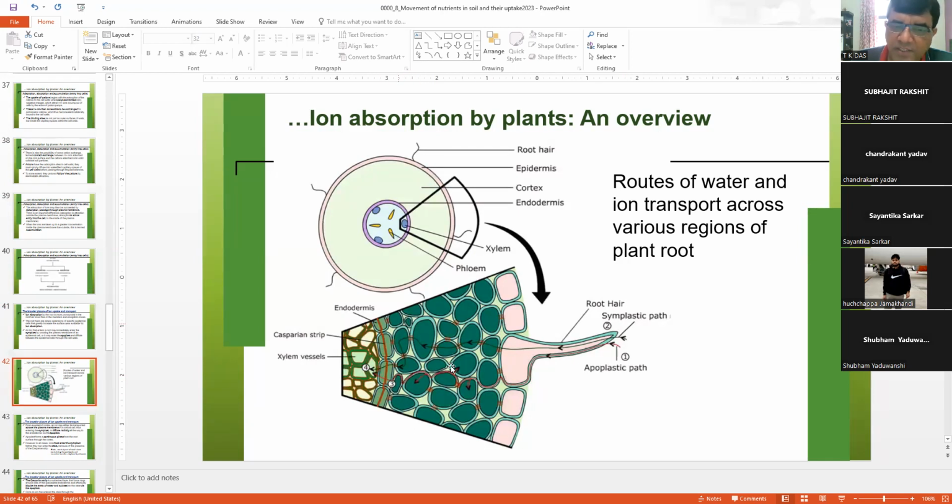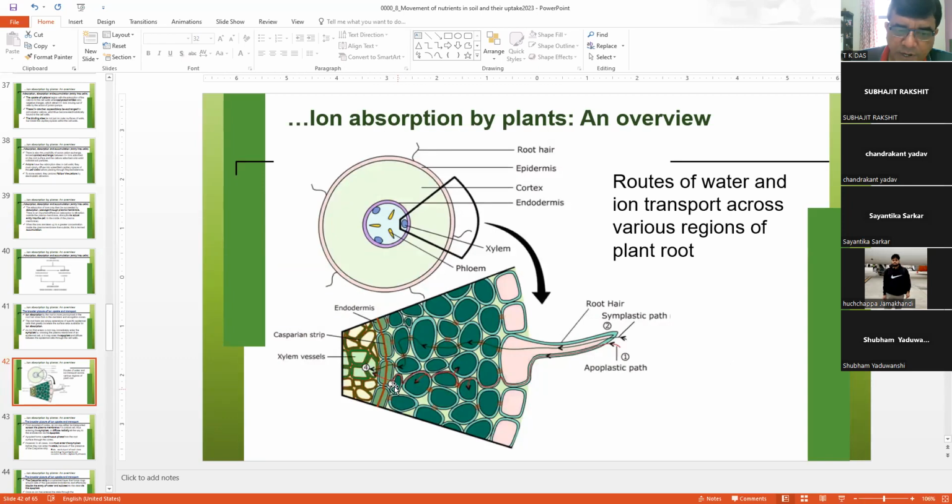And then finally you see this is a cortex. These are the cortex cells, and then comes the endodermis. Endodermis cell, it stops all kind of movement. But here some selective movement can happen, and it is helped by Casparian strip. This red line kind of thing. So this is Casparian strip, and which is helping apoplastic movement. So it is helping apoplastic movement going into the symplast.